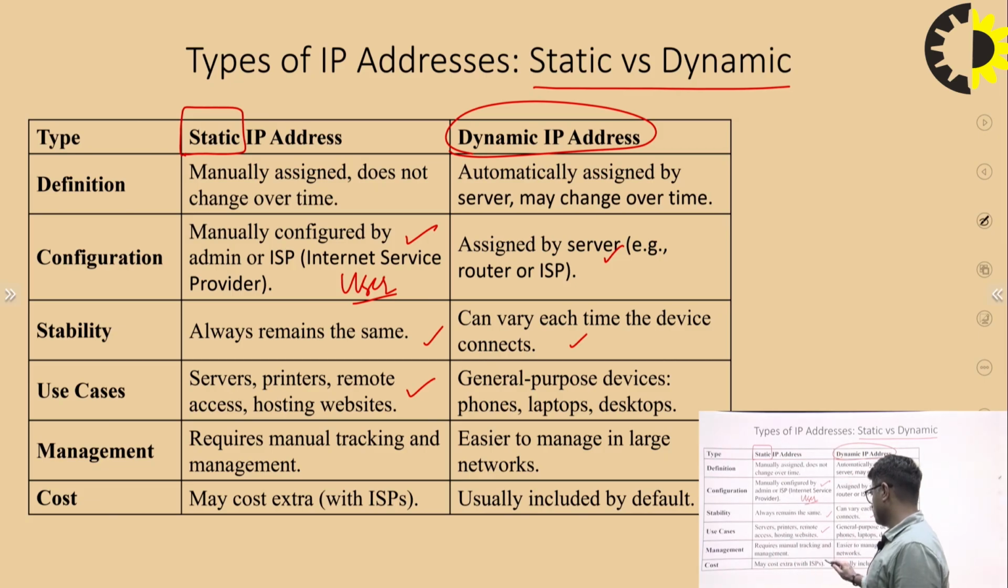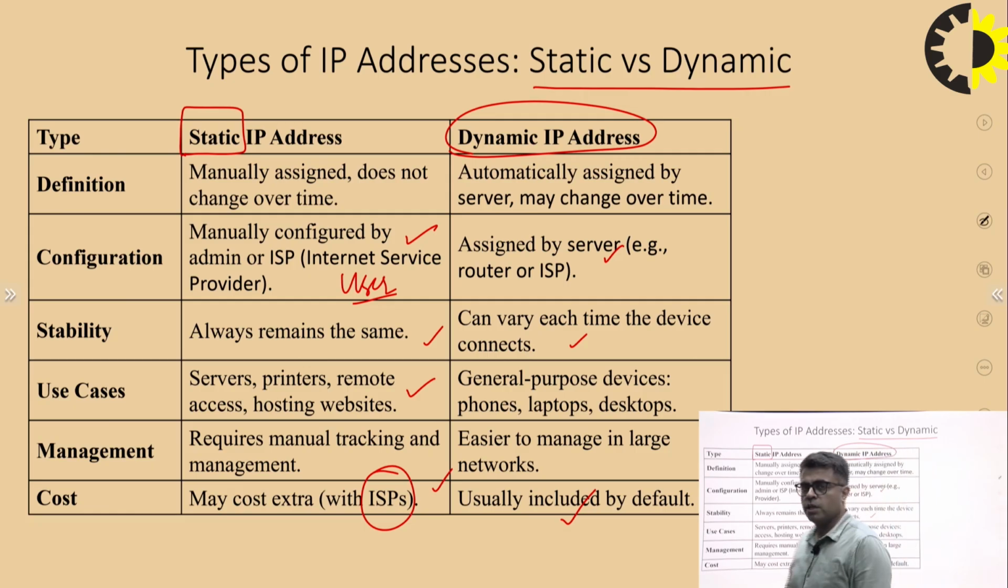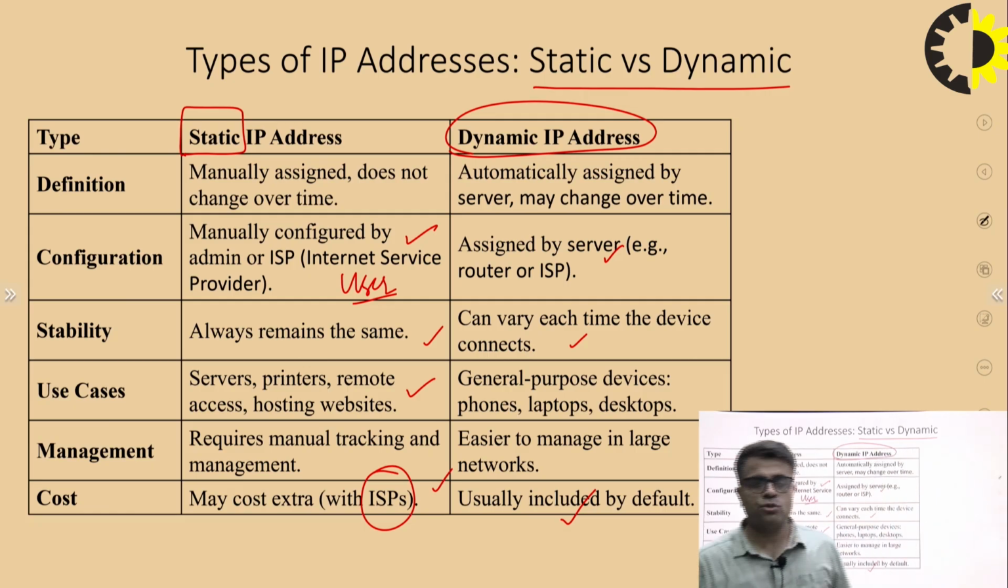So a static IP address may cost extra with the ISP. ISP means Internet Service Provider, and a dynamic address is the default mode. The network automatically assigns you an IP address. So there is no such costing parameter related to this.